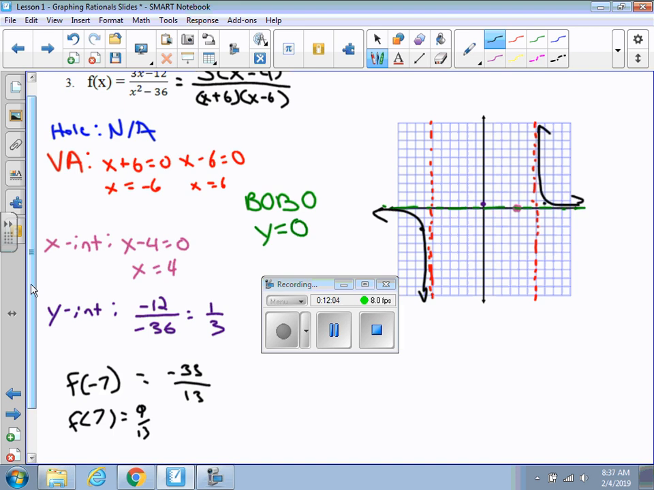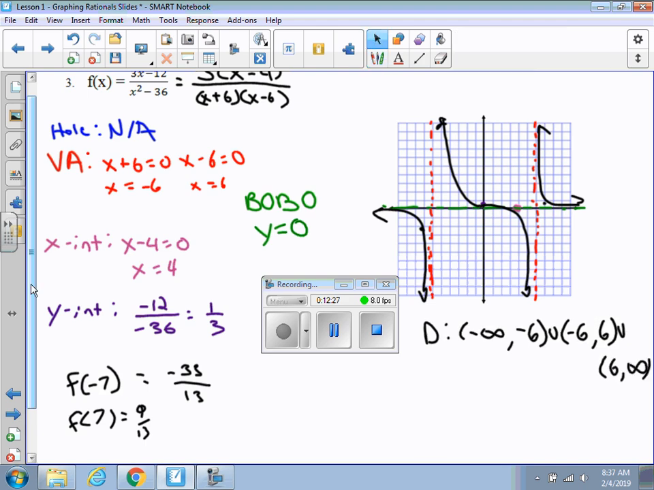And then if you follow this curve, this kind of gives you the curve of that, because it gives you the curve there. So domain, negative infinity to that vertical asymptote of negative 6, union, negative 6 to positive 6, union 6 to infinity. And that's how you graph rationals.